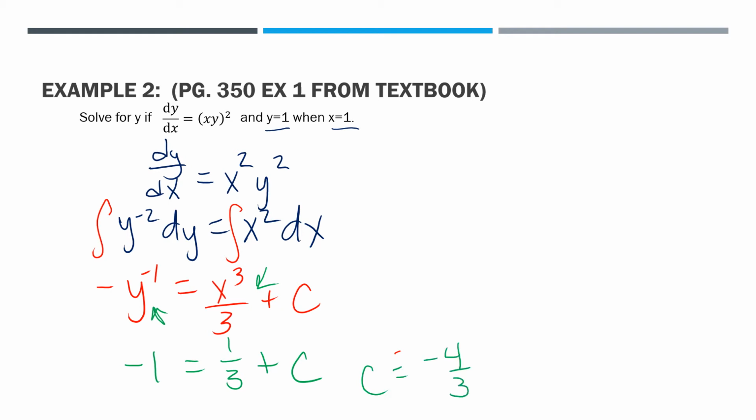So my final answer then is going to be my original function. Well, I'm sorry, we're not at the original yet. Let's do this one step at a time. So we'd have x cubed over 3 plus, no, I'm sorry, minus 4/3.